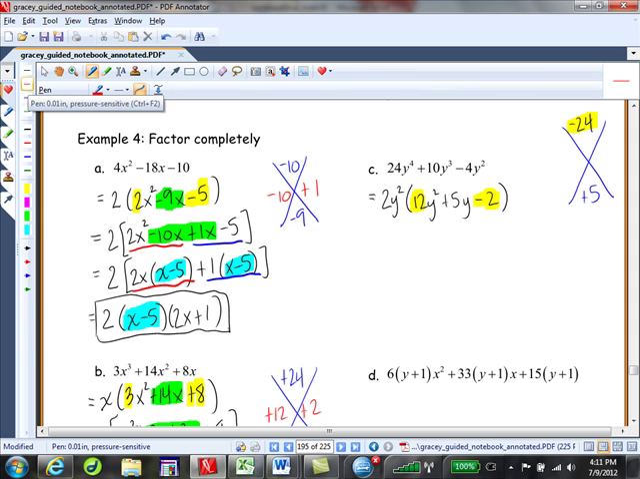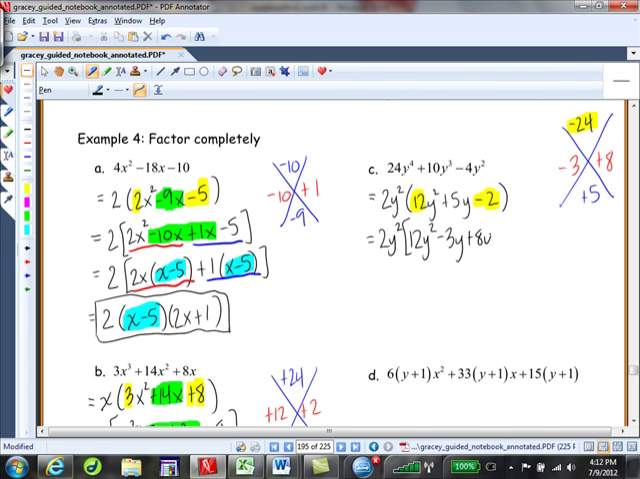Which two numbers fit the bill? I believe, nope, it'll be negative 3 and positive 8, rather. Let's see. That gives us negative 24 product and positive 5 after combining like terms. So here we go. 2y squared times 12y squared minus 3y plus 8y minus 2. So we split the 5y with the negative 3y and the positive 8y.